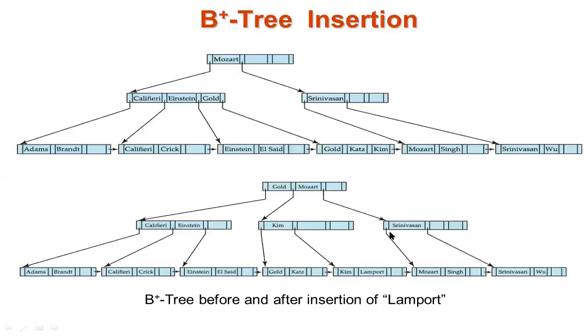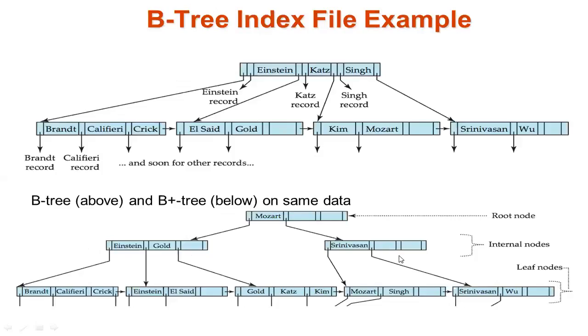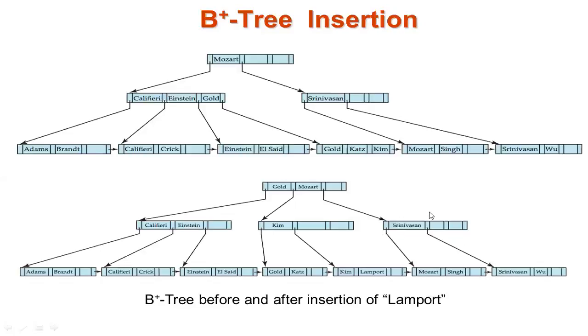So here you can see the remaining part. From Srinivasan, Mozart, and then Singh, and then Srinivasan, and then Wu, this set of nodes we are not disturbing. Even when you insert, we are not disturbing this set of nodes, and based on the self-adjusting, we are just making some small arrangement here.